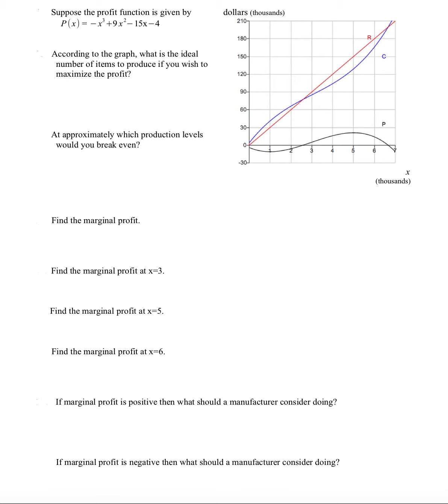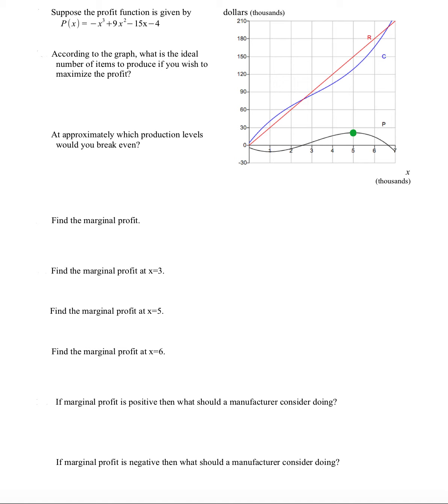Suppose a profit function is given by p of x equals negative x cubed plus 9x squared minus 15x minus 4. According to the graph, what is the ideal number of items to produce if you wish to maximize the profit? Well, if we do this question just by inspection of the graph alone, it appears that right about here, 5,000 items would be the place where the profit is maximized.